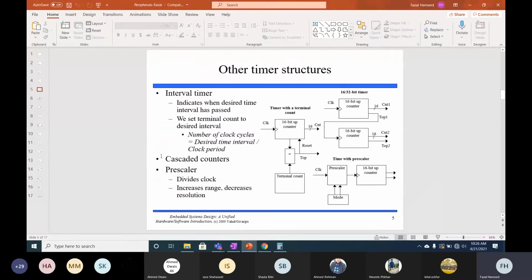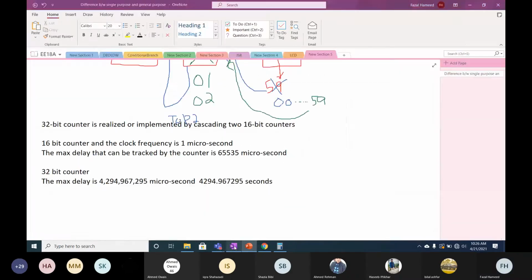Now, what is a prescaler? Prescaler. So prescaler, if you see it like this, now this is a prescaler figure of it. Can anybody give me an idea of a prescaler?